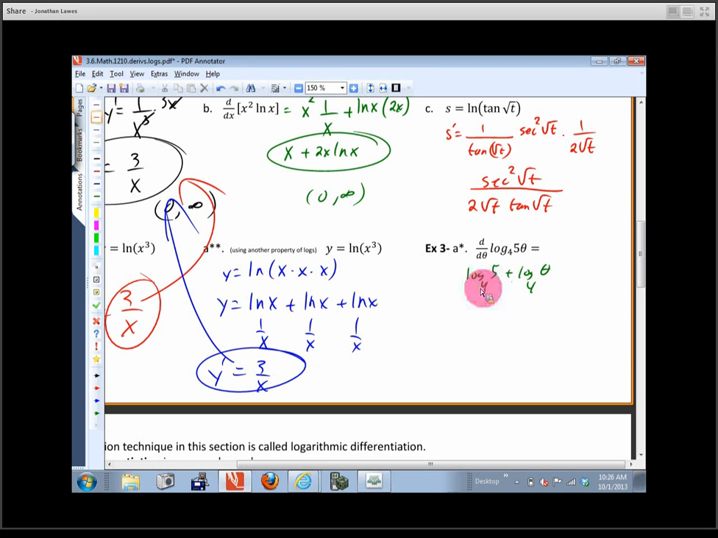So what's the derivative of log base 4 of 5? As ugly as that is, Peter says it's just a constant, right? So what's its derivative? 0, okay? And what's the derivative of log base 4 of theta? That would be 1 over theta ln 4. So our derivative would just be 1 over theta ln 4. Good there?